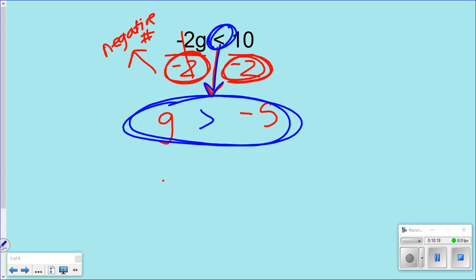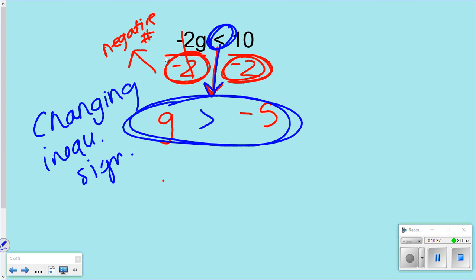Just by a negative. Nothing else. If everything else is positive, you don't have to worry about it. If this number is negative, and I'll do some more examples so you can see when you do and when you don't. So this is an example of changing the inequality sign.